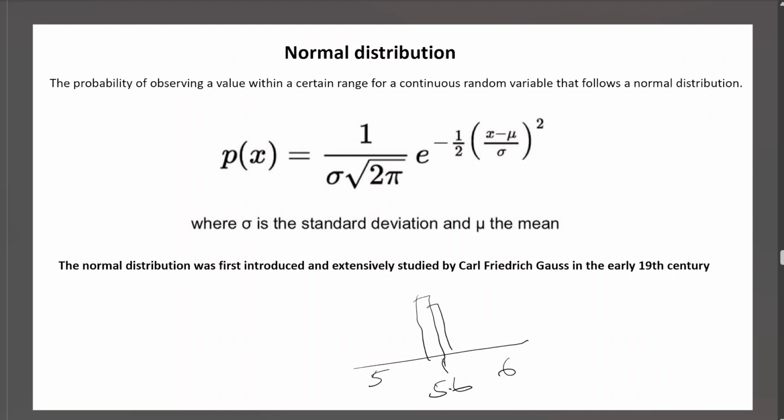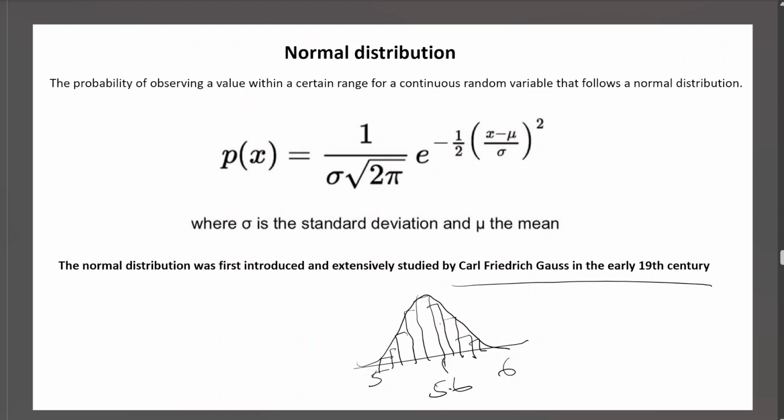Then towards the right, it starts to decrease, and similarly towards the left, it starts to decrease. And when we connect this, it looks like a normal distribution or the Gaussian distribution. People call it a Gaussian distribution because Carl Friedrich Gauss defined this in the 19th century. It was introduced and has been extensively used since then.